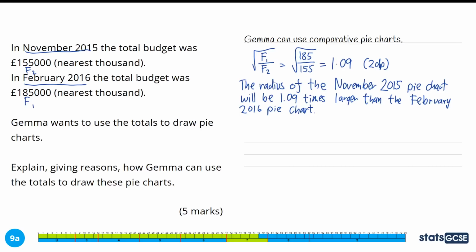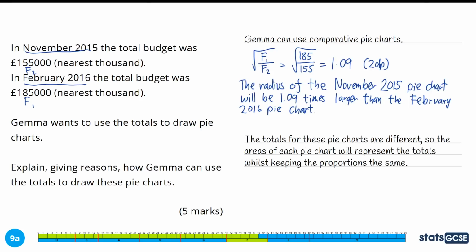So far we've explained how Gemma can use the comparative pie charts, but we haven't really given any reasons. So the final thing is to just state the reasons that the totals for these pie charts are different, so the areas of each pie chart will represent the totals whilst keeping the proportions the same.